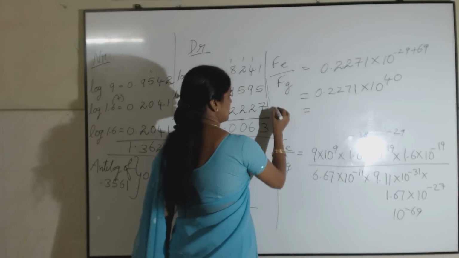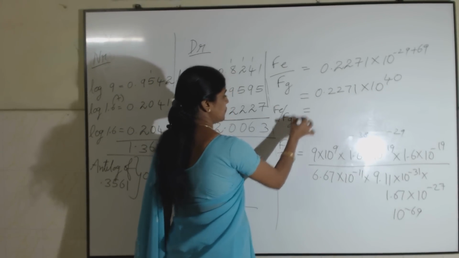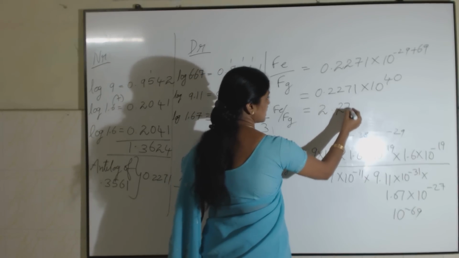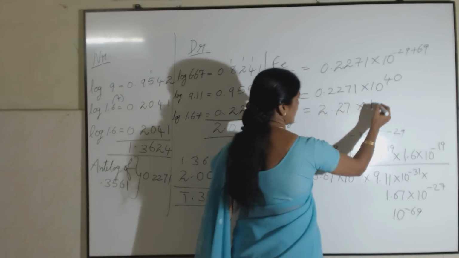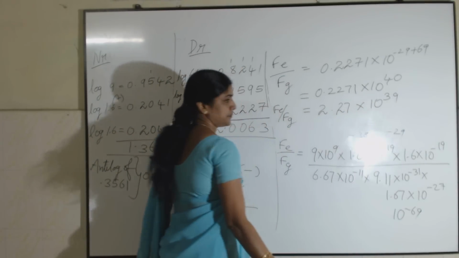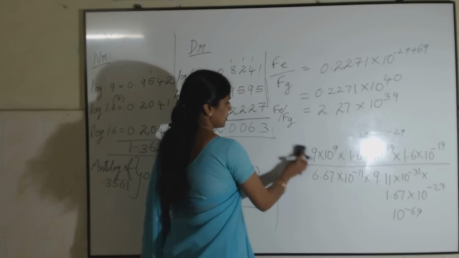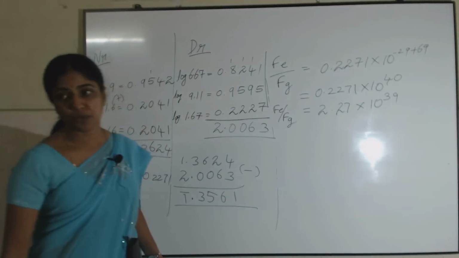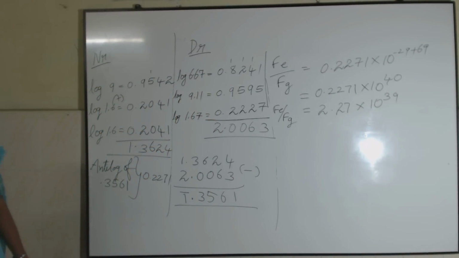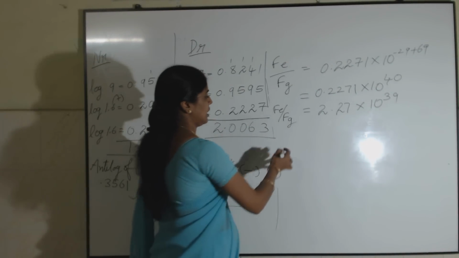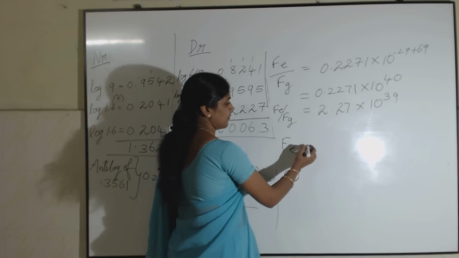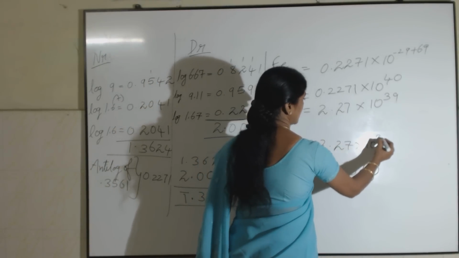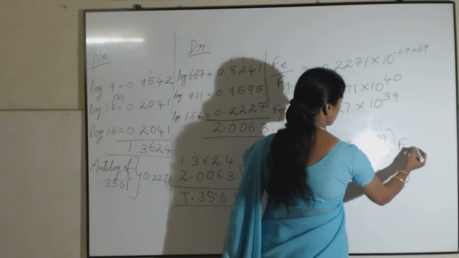Now, you want to write the ratio between these two forces in scientific notation. So, I can write it as 2.27. If I put 2.27, it will become 10 power 39. That means, what we are going to see here, I am going to compare this electrostatic force with the gravitational force to find out which force is greater, either the gravitational force or the electrostatic force. So, this electrostatic force is equal to 2.27 into 10 power 39 times the gravitational force.